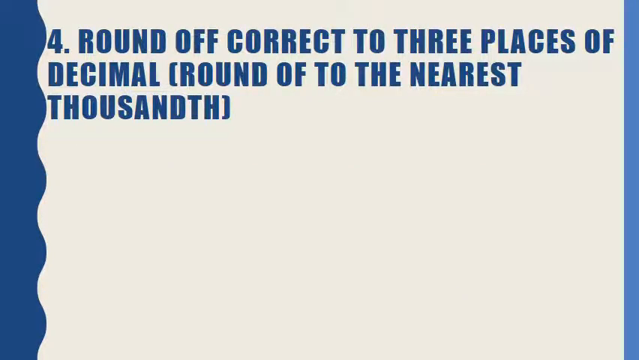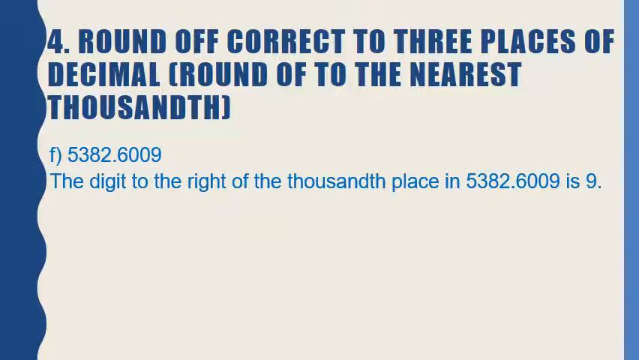Now let's move to the next question, which is round off correct to 3 places of decimal. And children, 3 places of decimal means round off to the nearest thousandth place. We will do the F part of this question, and the decimal fraction is 5,382.6009. Now children, in this decimal fraction, the digit at the third place of decimal or at the thousand place is 0. And what is the digit to the right of the thousand place or to the right of the third place of decimal?